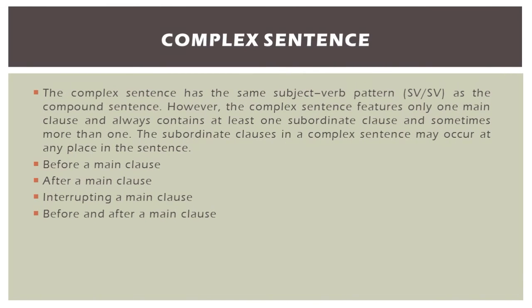Complex sentence. The complex sentence has the same subject-verb pattern as the compound sentence. However, the complex sentence features only one main clause and always contains at least one subordinate clause, and sometimes more than one. The subordinate clauses in a complex sentence may occur at any place in the sentence: before a main clause, after a main clause, interrupting a main clause, before and after a main clause.